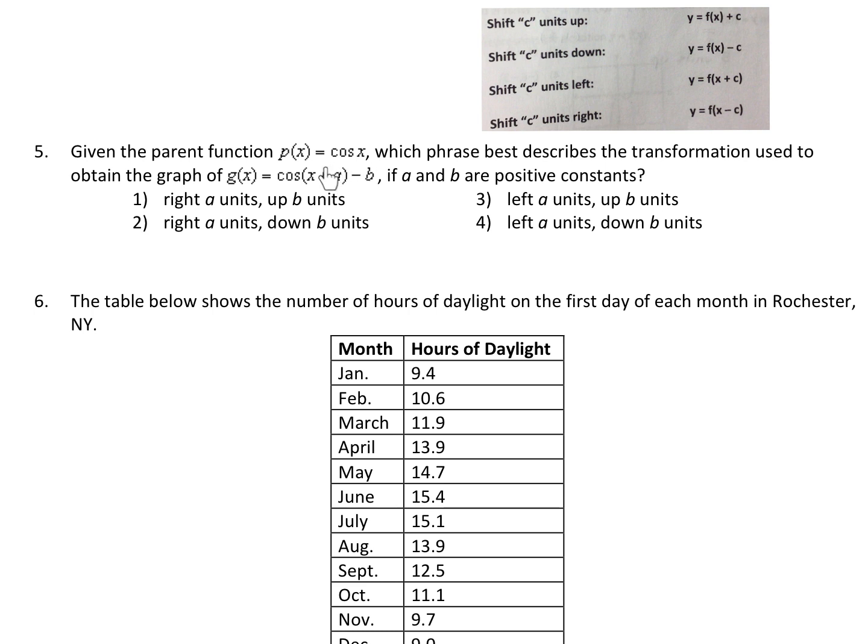If we add a number within a function, see how we add a number within a function? It moves it to the left. So we're going to be going to the left A units. So far it's either choice 3 or 4. Okay, now if we subtract the number from the end of a function, see right here, it's moving it down. So we're going to be going down B units. So choice 4 is our answer.